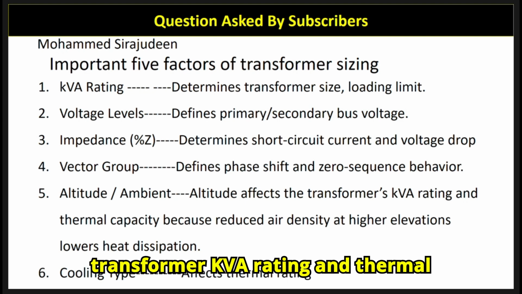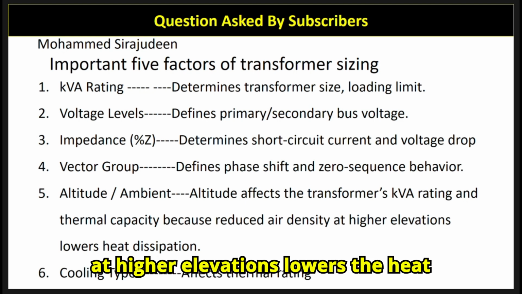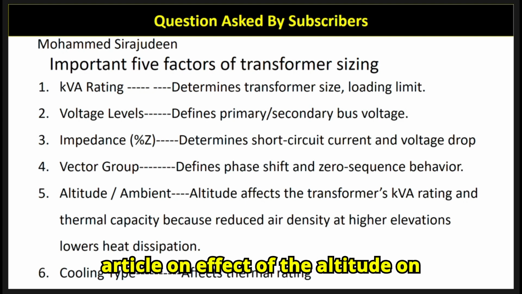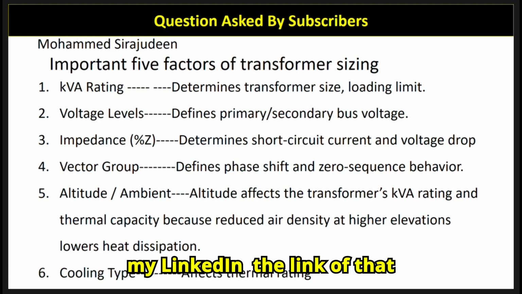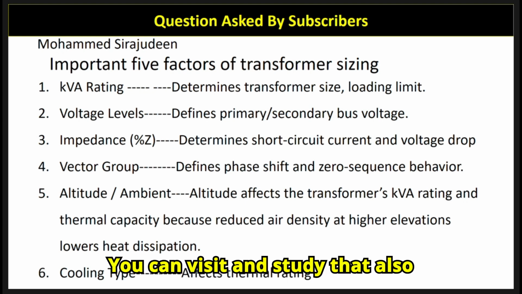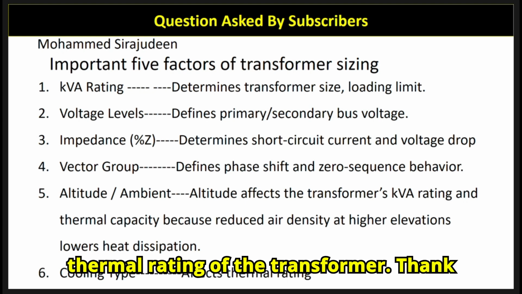Altitude affects the transformer KVA rating and thermal capacity because the reduced air density at higher elevations lowers the heat dissipation. I have also written an article on effect of the altitude on the KVA rating of the transformer on my LinkedIn. The link of that post is given in the description. You can visit and study that also. Cooling type, that affects the thermal rating of the transformer.